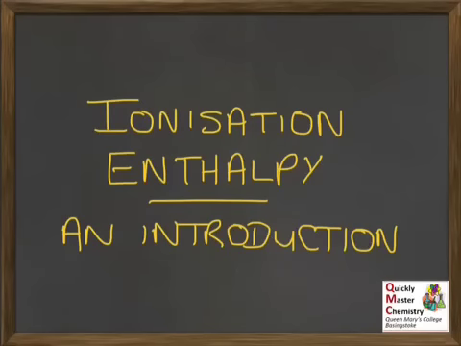This presentation takes an introductory look at ideas about ionisation enthalpy. By the end of the presentation, you should understand what's meant by ionisation generally, and specifically what's meant by first ionisation enthalpy, second ionisation enthalpy, third ionisation enthalpy, and so on. And you need to be able to represent the processes that are occurring as chemical equations with state symbols.